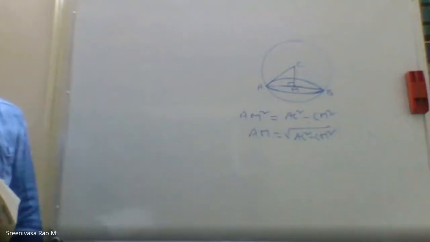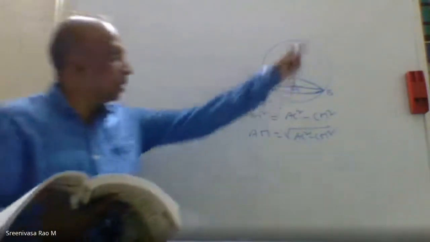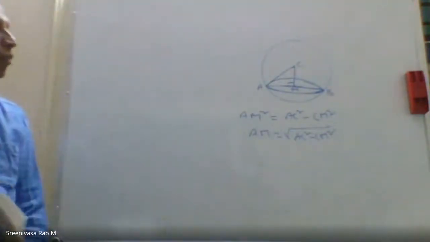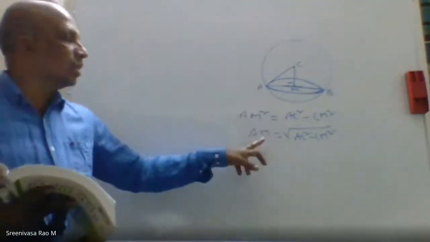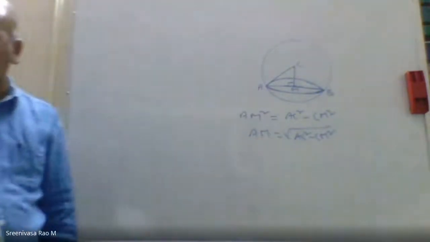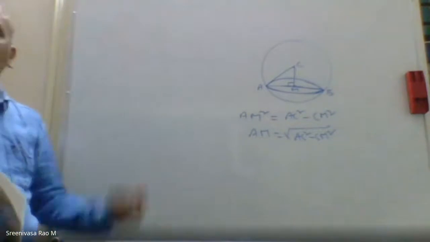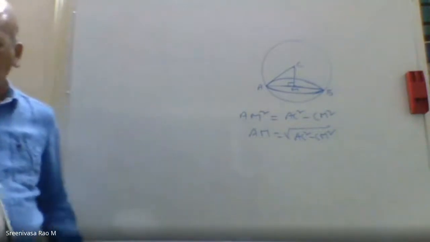You can see here, a sphere intersected by a plane. This also is a sphere intersected by a plane. Then the radius of the circle is equal to root of AC square minus CM square. Understood?